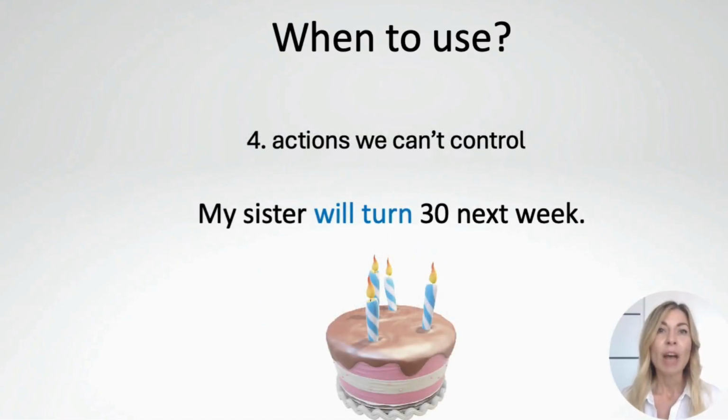And finally, future simple is used when we talk about actions we cannot control. As in this example, my sister will turn 30 next week. That's a good example. So that's all about the situations when we use future tense.